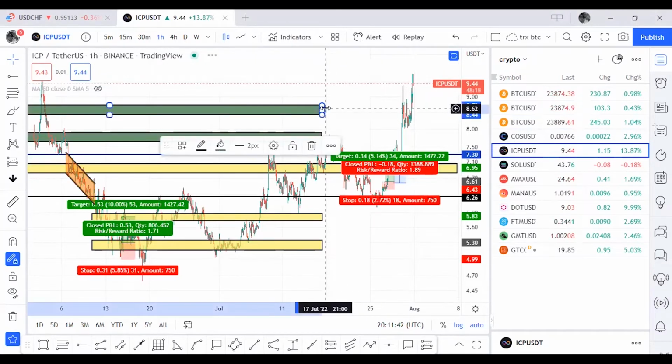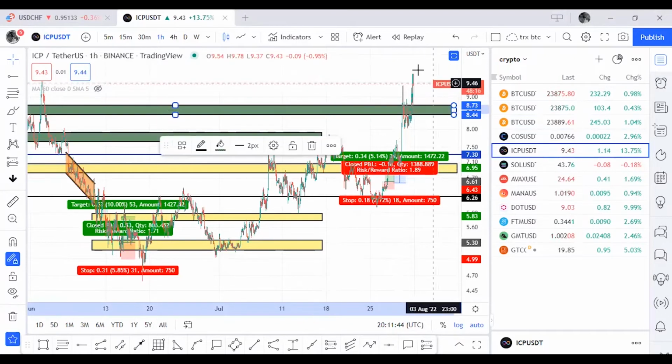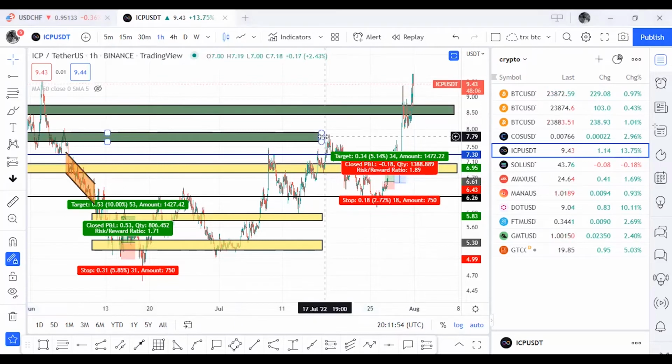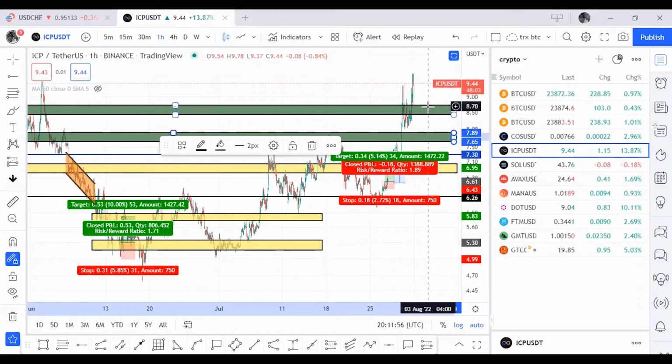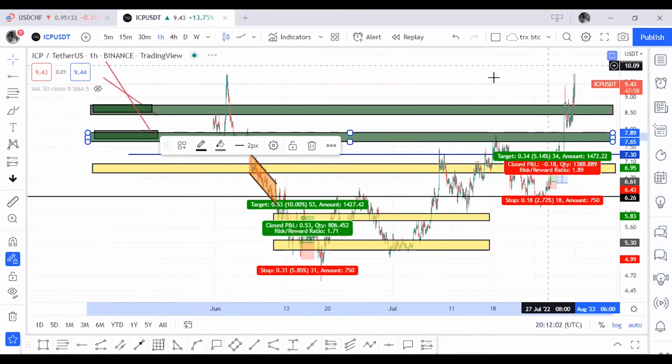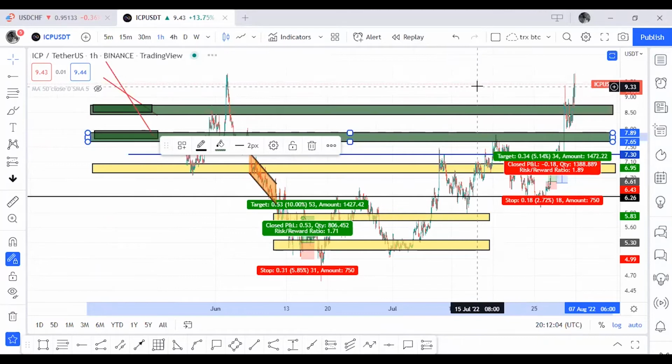I just looked at the charts and boom, ICP was at $10. It was a crazy pump. I missed that one though, but all is well that ends well. So I just look for a pullback and catch that pullback. If I can get 8.6 again, I'd really be happy to go all in on ICP.